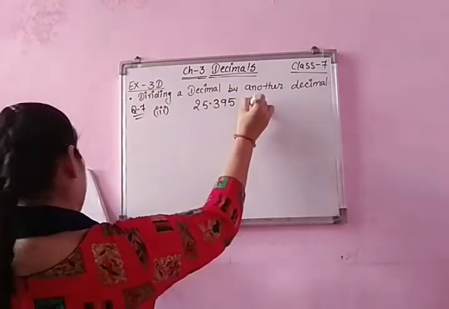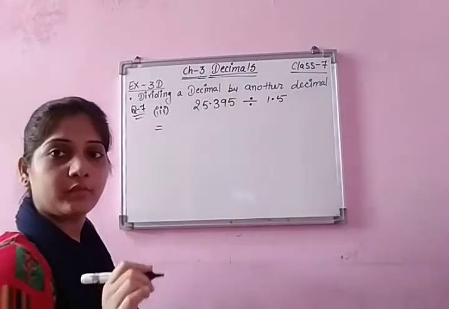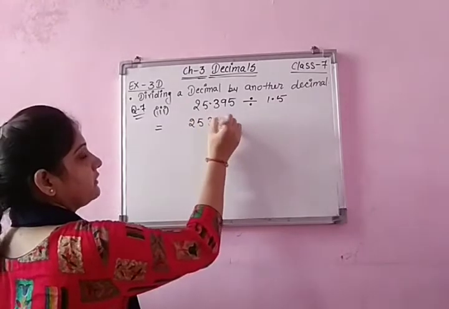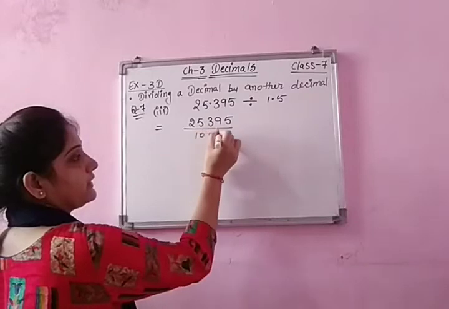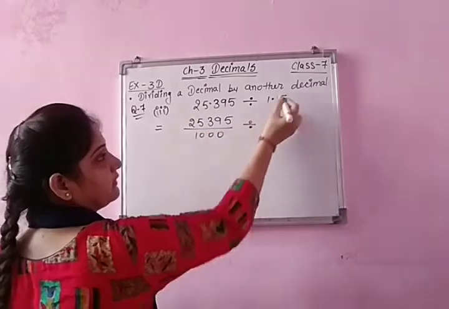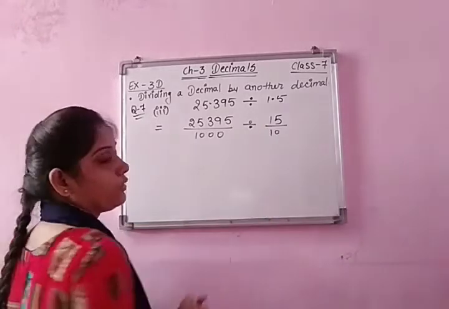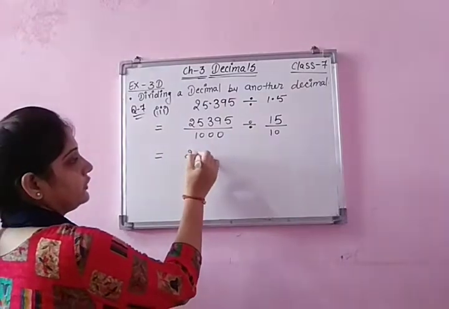25.395 divided by 1.5. The first step is to convert into fraction form. When I am writing in fraction, how many decimal places are there? 3, so we need to write 1000 in the denominator. There is 1 decimal place, so we need to write 10 only. Now in the second step, do the reciprocal.